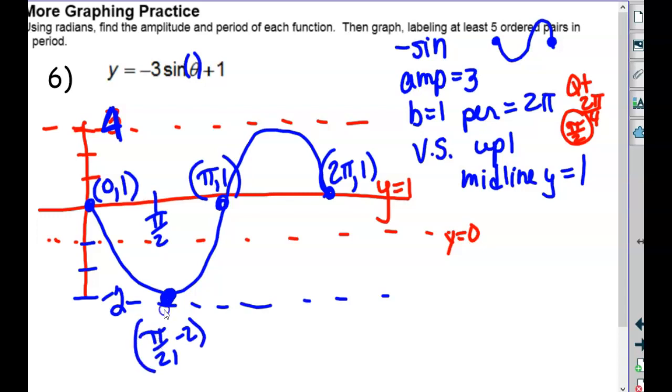and this one is down at the minimum, which is -2, because it's the midline of 1. 3 below that would be -2. And then counting by pi over 2s, we had 1 pi over 2, 2 pi over 2, which is pi. This would be 3 pi over 2. And it's at the maximum, which is 1 plus 3, or 4.